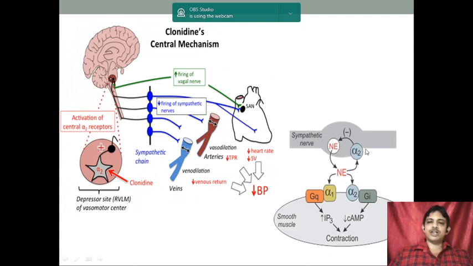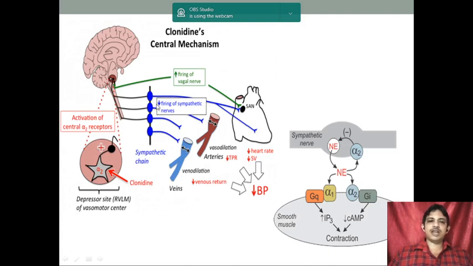What is the alpha 2 receptor important for? It is for the negative feedback mechanism. That means when noradrenaline acts on the alpha 2, it will reduce the release of noradrenaline from the sympathetic nerve. Now, clonidine acts on the alpha 2 as an agonist, in the central nervous system, so it will reduce the noradrenaline outflow. Activation of the central alpha 2 receptor will cause a decrease in the firing of the sympathetic nerve.